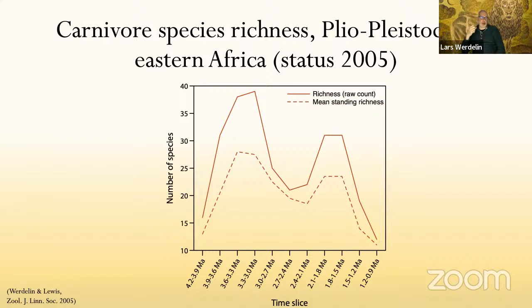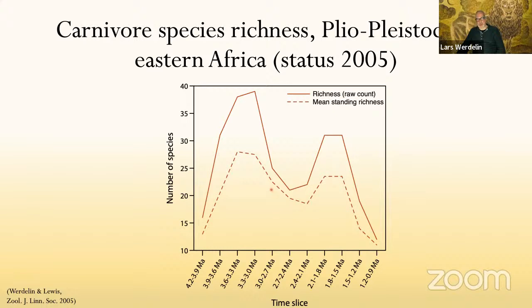If we look closely at this sampling, we can basically see that, I'll change the pointer to the laser, this trough is too deep. There's poorer sampling in this time range between 2.7 and 2.1 million than there is before and after. Because here we have some rich sites and here we have some rich sites, Olduvai and much of Koobi Fora in this time range. And here there's not a whole lot. So this trough should be pushed up and this peak should be pushed down.